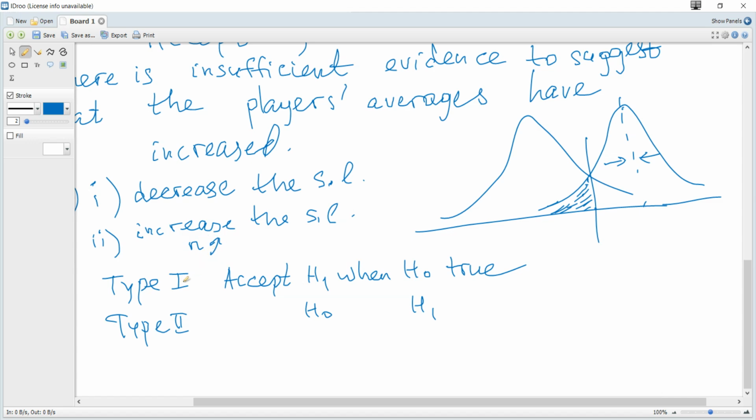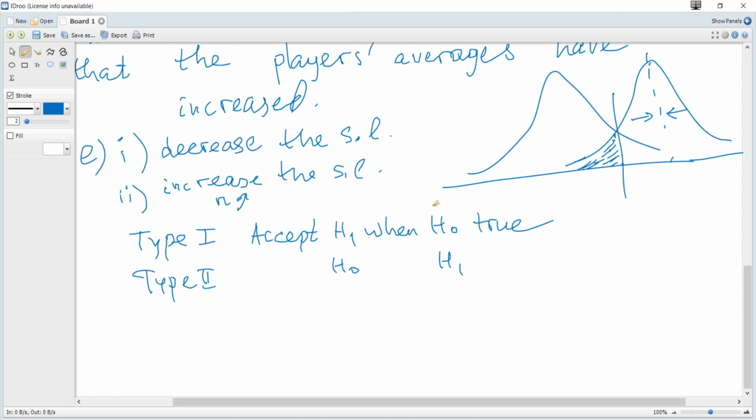So actually you don't need to know how it arises, you may just remember the next. Type 1 is automatically the significance level. So to reduce type 1, you decrease the significance level. And to remember type 2, it's to accept H0, it's the area to the left, or something like that. So it's opposite, you need to increase the significance level or increase the sample size. Actually you just need to remember this.